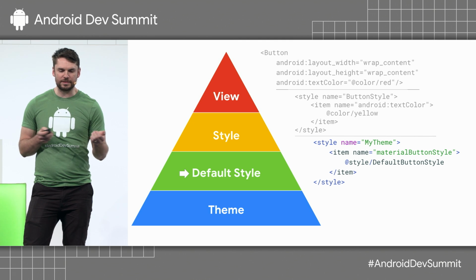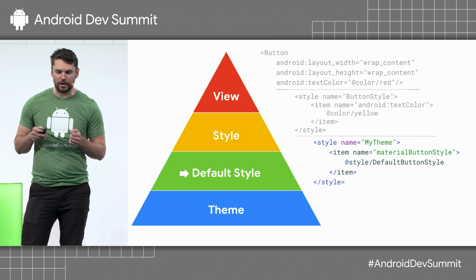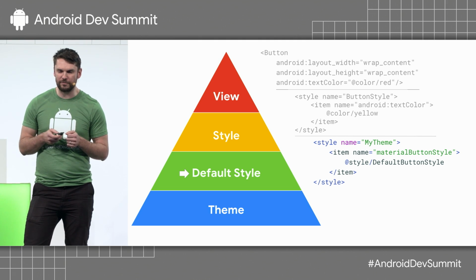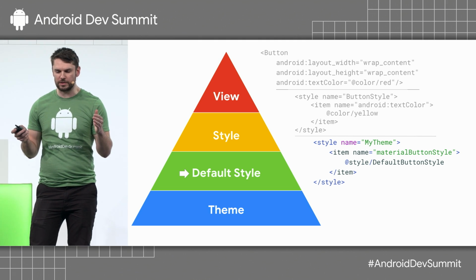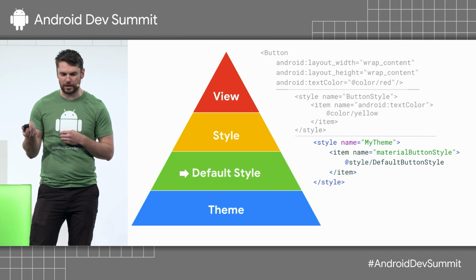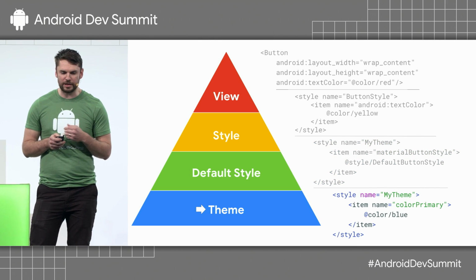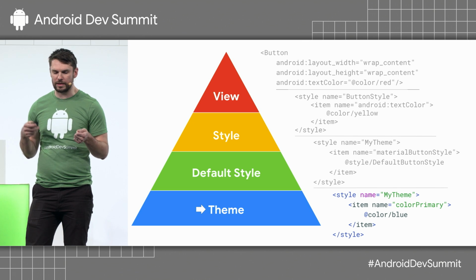If it's not defined in a style or there's no style set, it'll go back to the default style. So here, if you want to change the way a whole group of components look, you can set the default style. And then finally, if the attribute isn't defined anywhere else, it'll look in the theme.